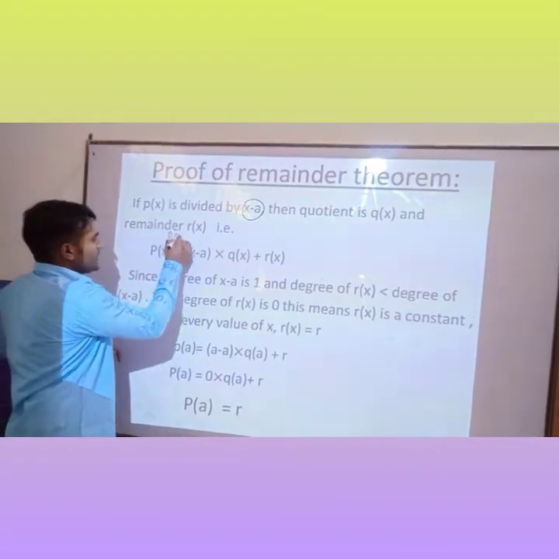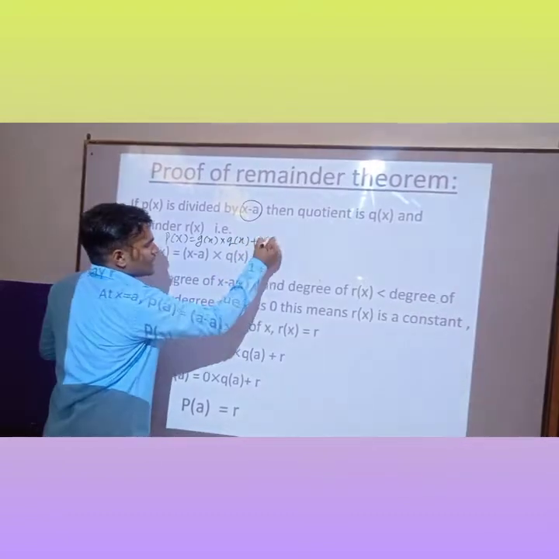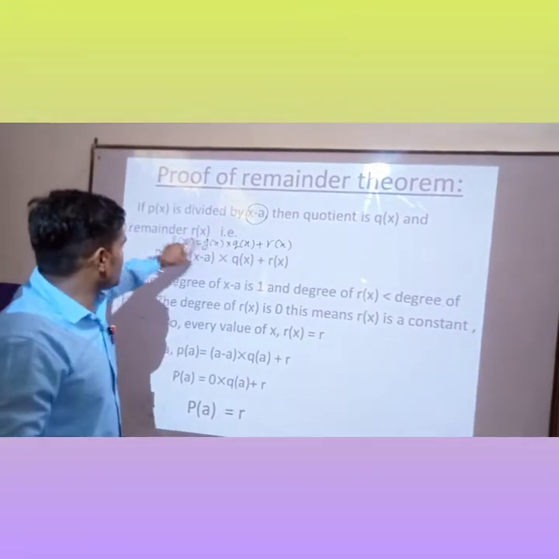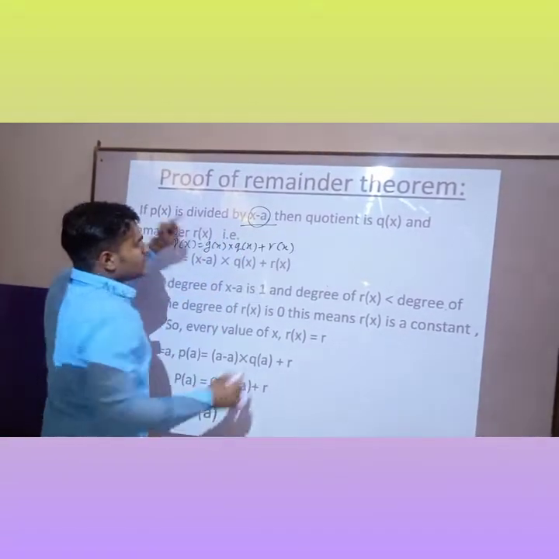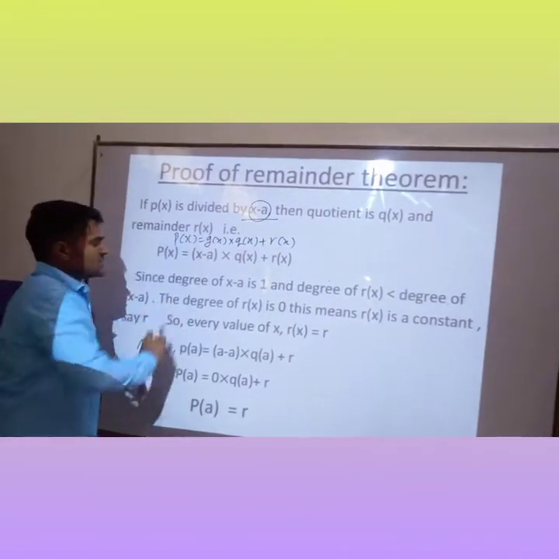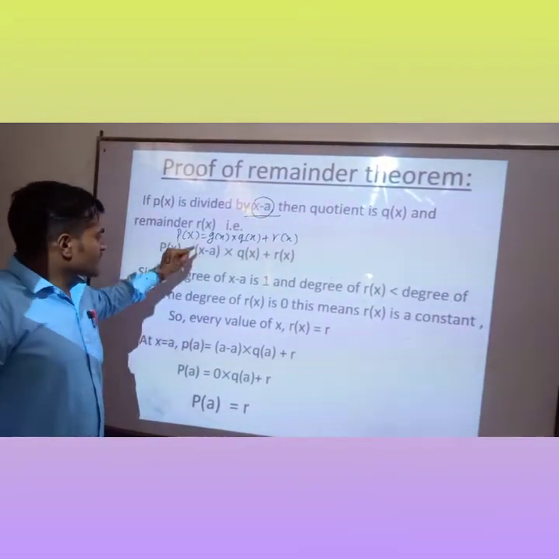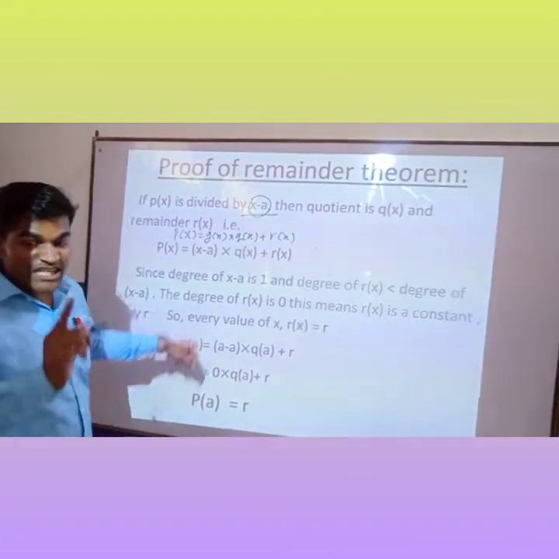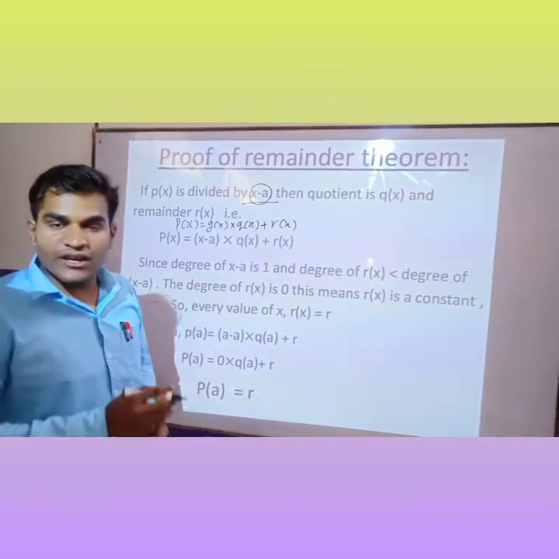As we know, P(x) is equal to G(x) into Q(x) plus R(x), where Q(x) is the quotient, R(x) is the remainder, G(x) is the divisor and P(x) is the dividend. But here P(x) is divided by x minus a, so the divisor is x minus a, and G(x) is replaced by x minus a. So we get P(x) is equal to x minus a into Q(x) plus R(x), where x minus a is a linear polynomial. As we know, the degree of R(x) is always less than the degree of G(x).